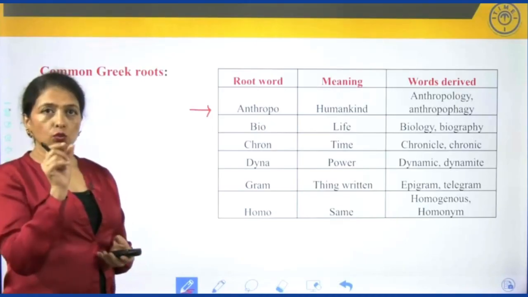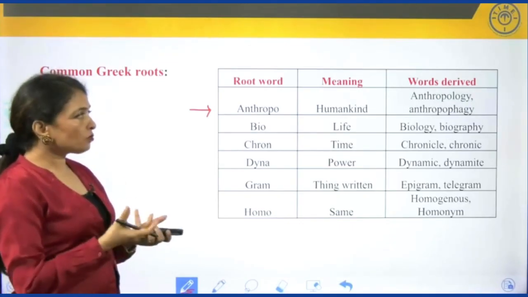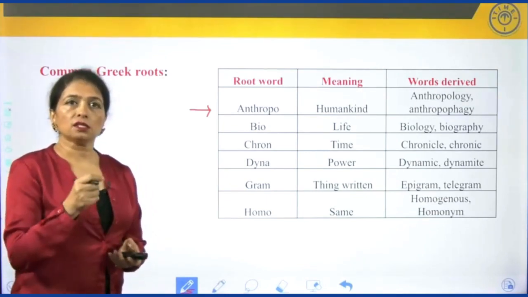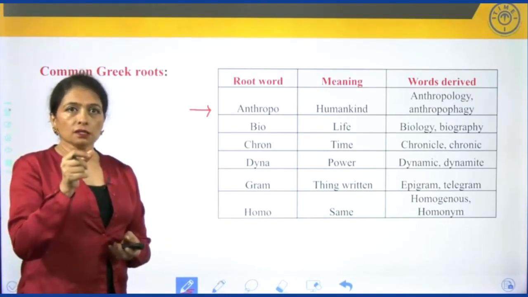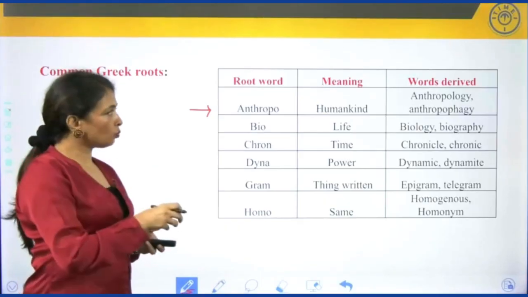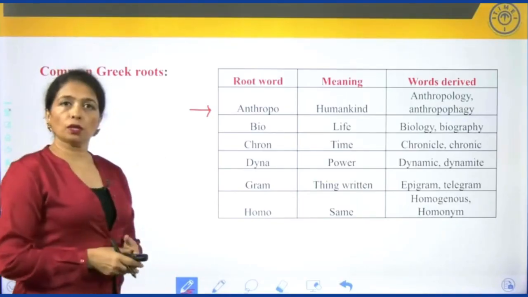Anthropology has two words that are used to make up this word. What are they? One is of course anthropo and the other is logy. So logy basically is a suffix here and it is used to create this word. So anthropo is human or humankind and logy means study. What does anthropology then mean?